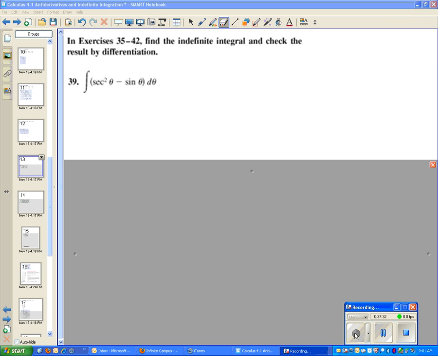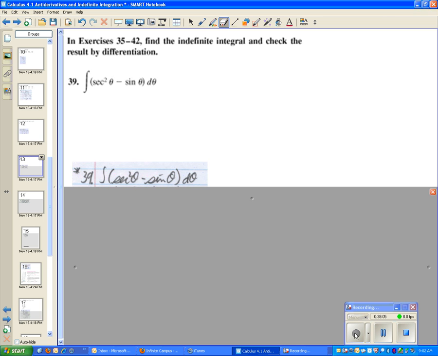39. We have the integral of secant squared theta minus the sine of theta d theta. Wow, I really hope that page 250 contains a formula for the antiderivative of secant squared theta. I don't know why it would. Why would we know the antiderivative of secant squared theta? Do we know the antiderivative of secant squared theta?